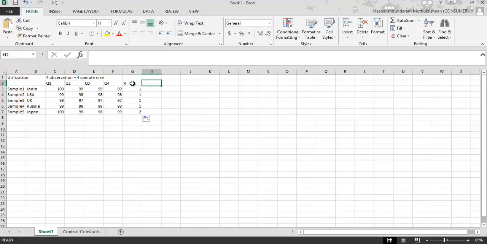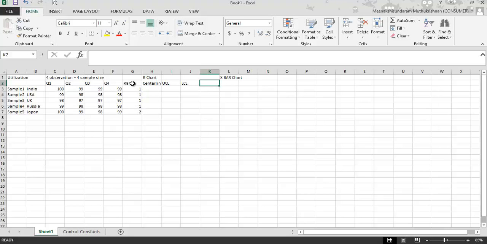Okay, so this is the range, and now I'm going to find out the R chart, Xbar R chart. So we have 2 charts, one is Xbar chart and R chart. So these charts are calculated by finding the central line, upper control limit and lower control limit.